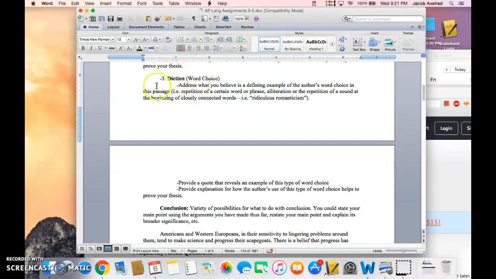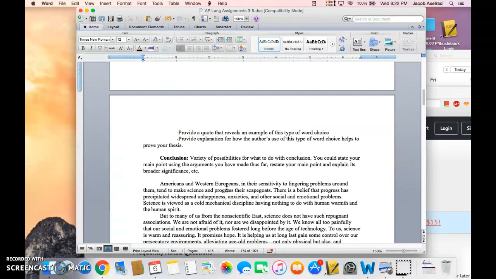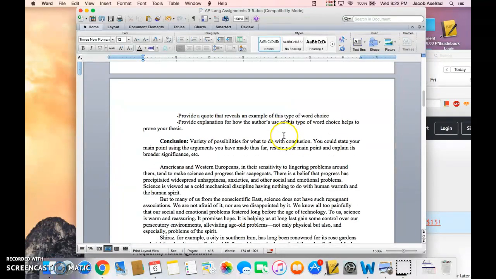Next, you could have a potential paragraph on diction or word choice, and you would start off by addressing what you believe is a defining example of the author's word choice in this passage. This could mean repetition of a certain word or phrase, or an author's use of alliteration. Alliteration is the repetition of a sound at the beginning of closely connected words, such as when the author uses the phrase "ridiculous romanticism." You then want to provide a quote that reveals an example of this type of word choice. And then you want to provide your explanation or analysis for how the author's use of this type of word choice helps to prove your thesis.